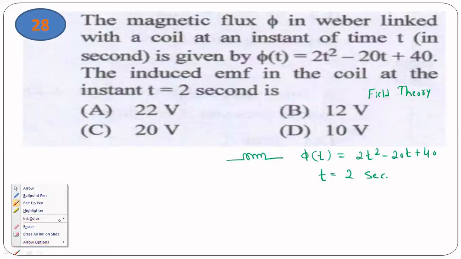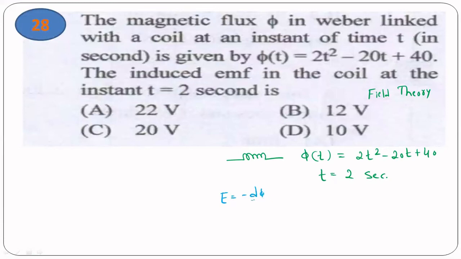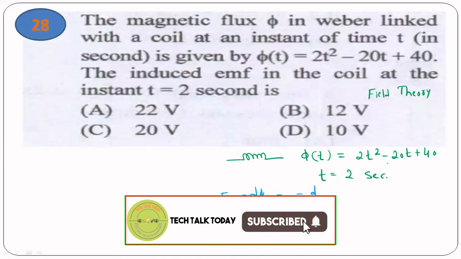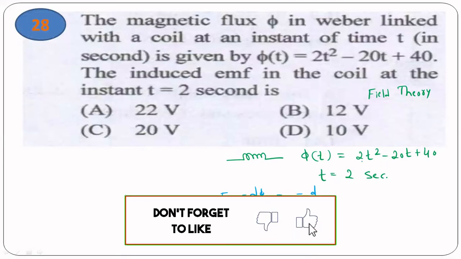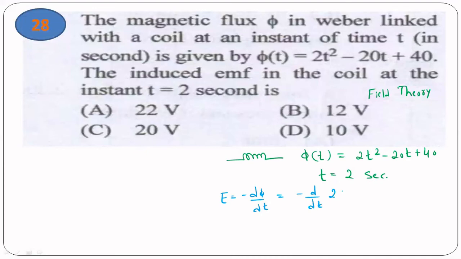So for this kind of questions, we need to start our solution with a basic equation that E is equal to minus d phi by dt. That is, E is equal to minus d by dt of phi. So we need to get the derivative of this equation, that is 2t square means it becomes 2 into 2t, minus 20t will become 20 plus 0.